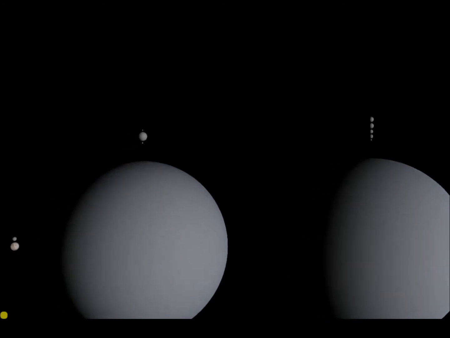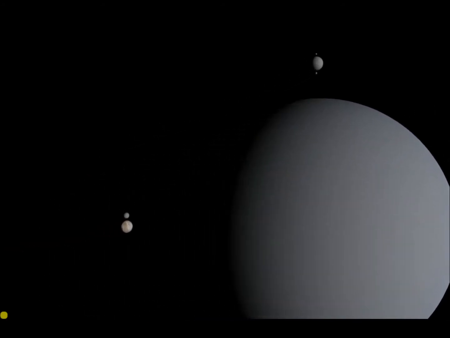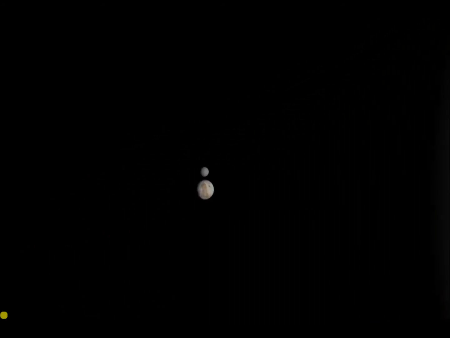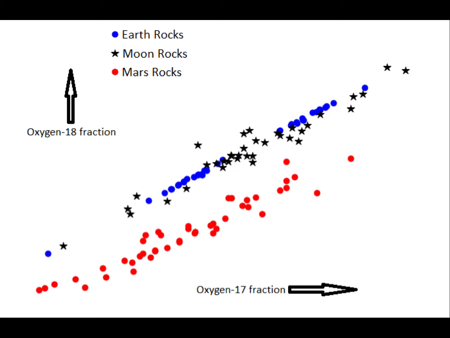To answer this, we can look at the stuff the moon is made from. We have here a graph of the oxygen 17 and oxygen 18 taken from various rocks. The blue dots here are rocks taken from the planet Earth, the black stars are rocks taken from the moon, and the red dots here are meteorites that we know came from Mars.